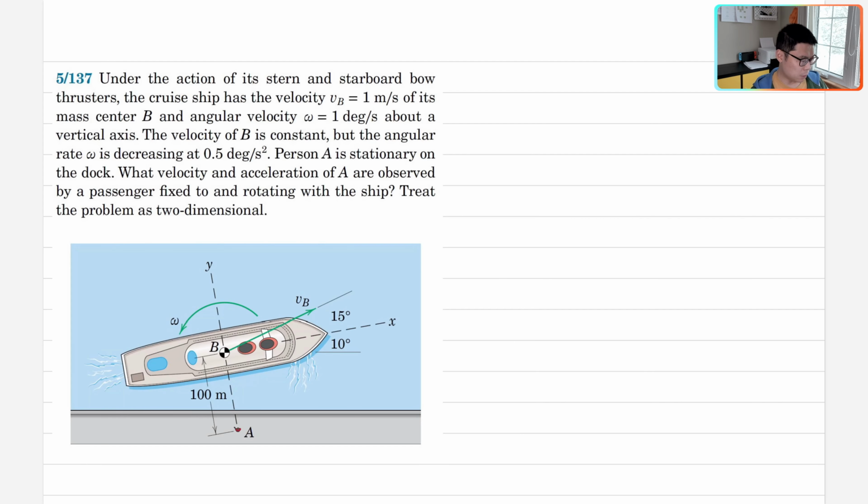In this video, we're talking about example 5/137. This is an example related to relative motion with a rotating frame.